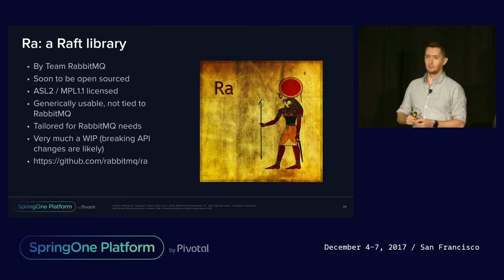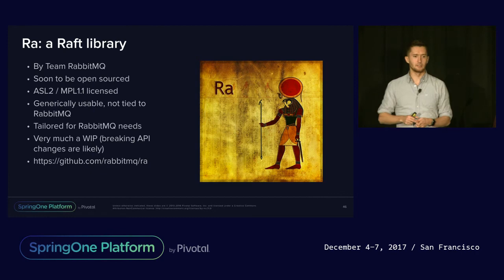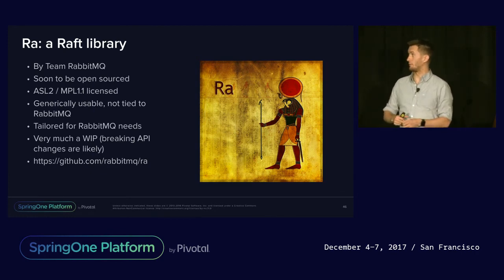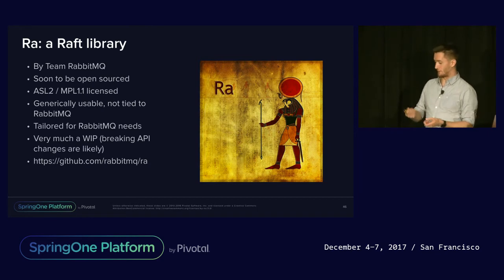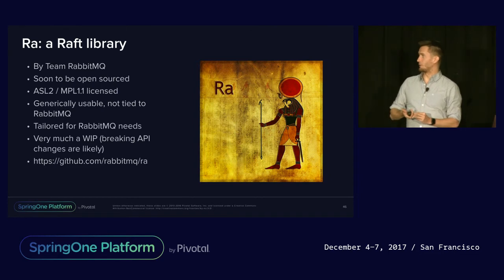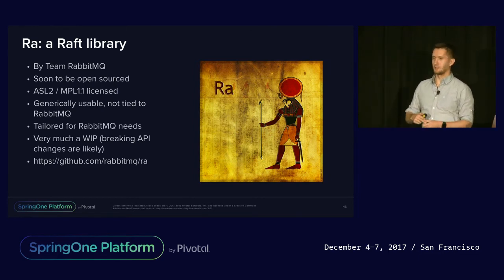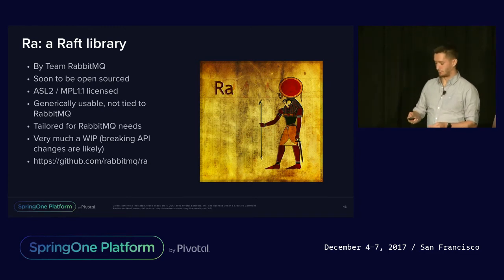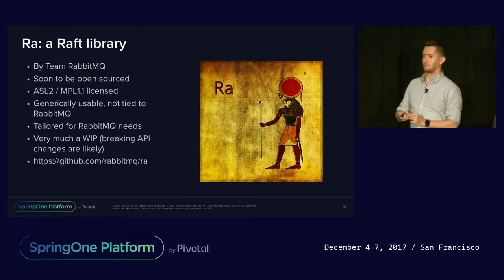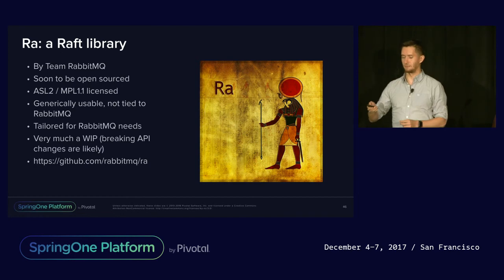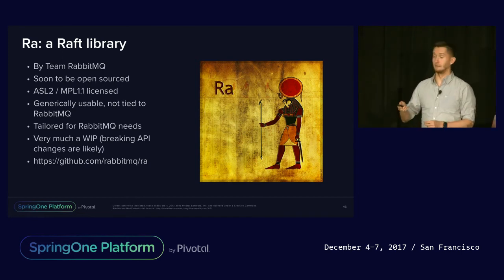It is generally usable, meaning it's not tied to RabbitMQ. You can use it in any Erlang or Elixir application. But of course, it is heavily inspired by RabbitMQ needs. It's still very much a work in progress, so we expect breaking API changes, some internal changes, especially in the persistence area. So maybe don't bet the future of your company on it just yet, but you will be able to find it on GitHub with some design, reasoning, and so on later today.